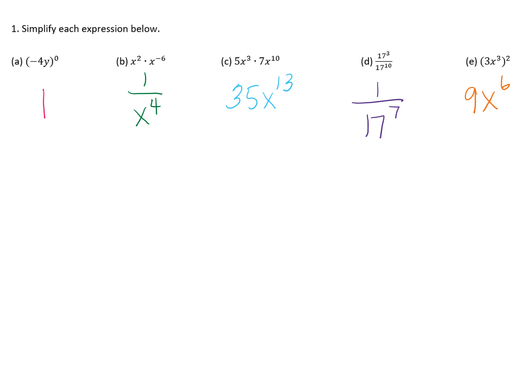And then for letter E, you're squaring something times itself. So 3 times 3 gave us 9, and then we would have 3 x's and 3 more x's for a total of 6 x's. Again, if you want me to work any of these out, please send me an email.